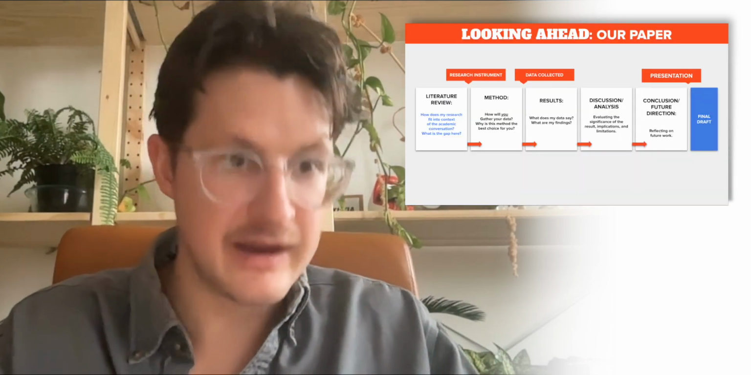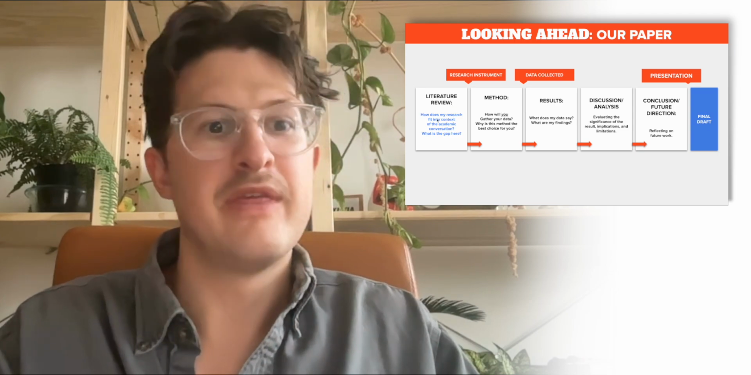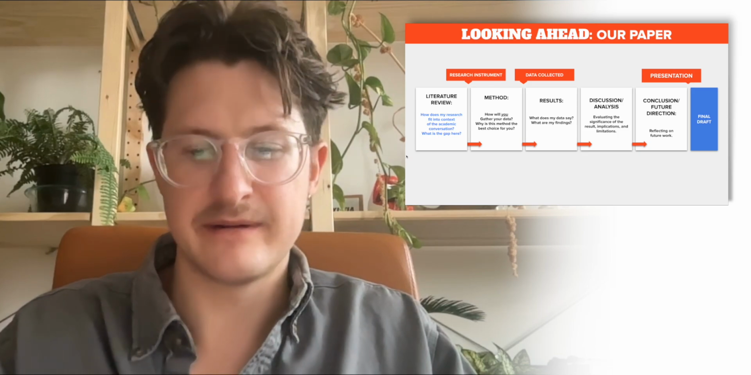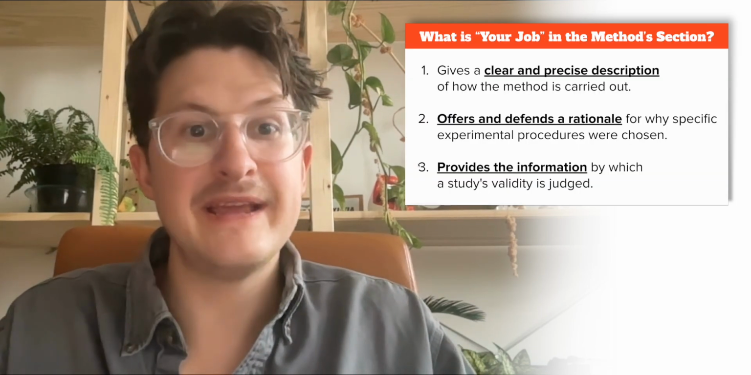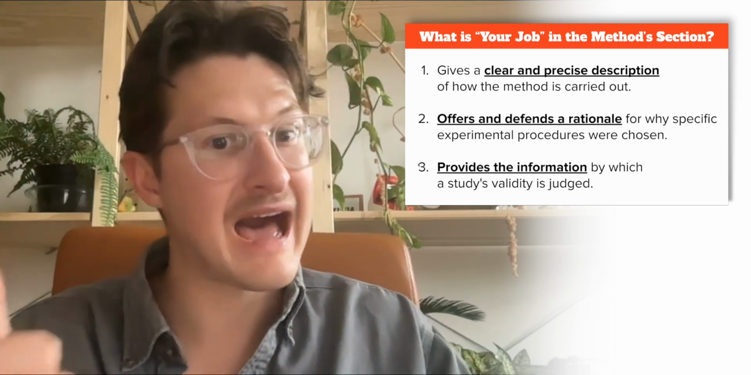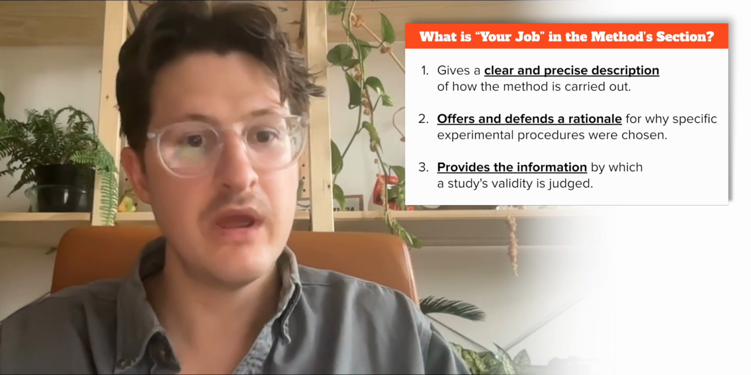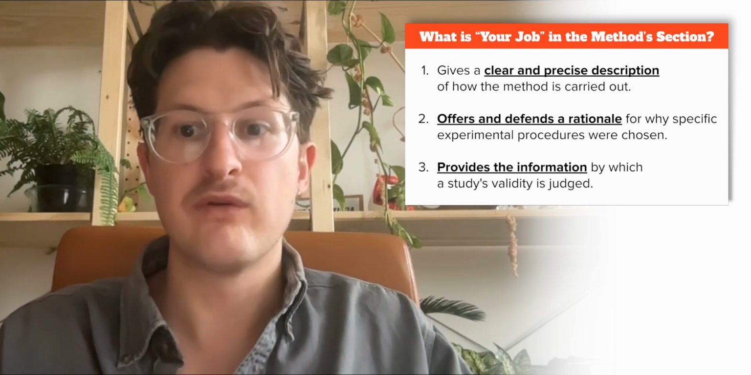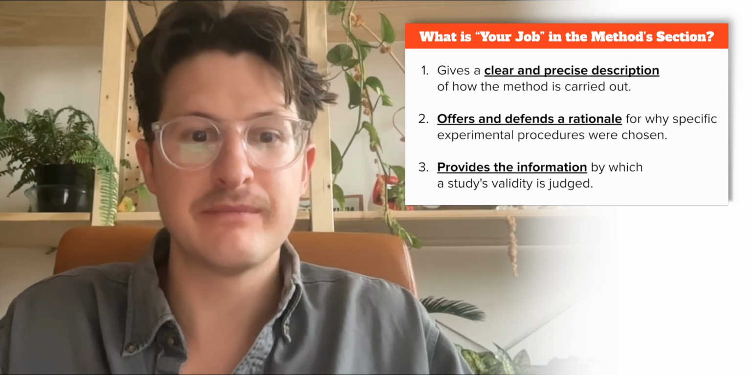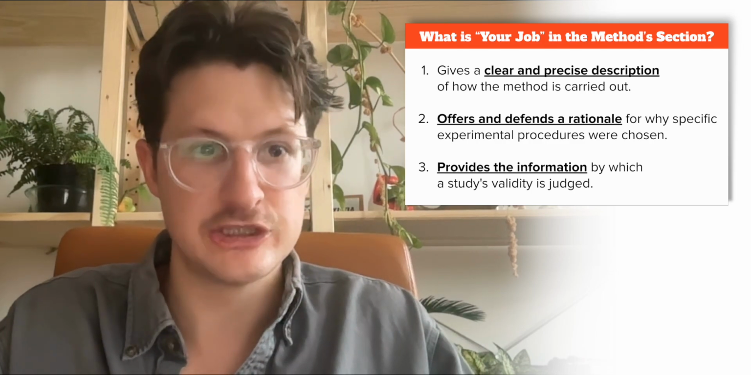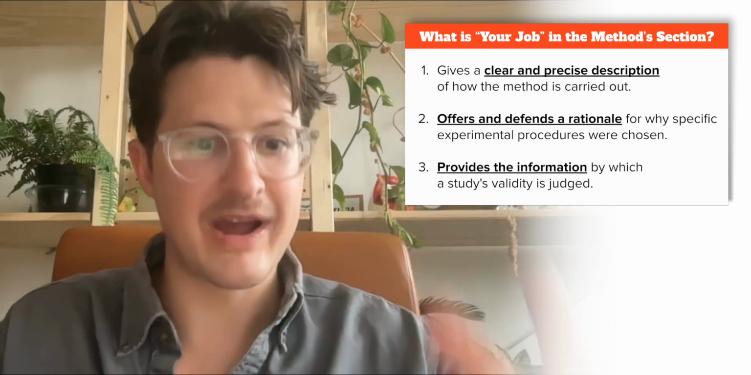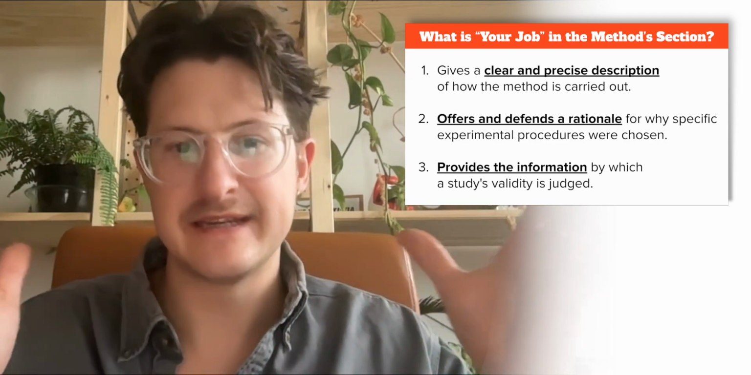All right, so there we are again. We've already talked about the literature review. They should have built their research instrument, and this is their method. So I'm going to talk about these 2 items here. All right, so what is the job of the method section? Well, number 1, it gives a clear and precise description of how the method is carried out. Number 2, it offers and defends a rationale for why specific experimental procedures are chosen. And then lastly, it provides information by which the study's validity can be judged. So, description, defends rationale, and then, of course, provides enough information that it can be analyzed and its validity judged.